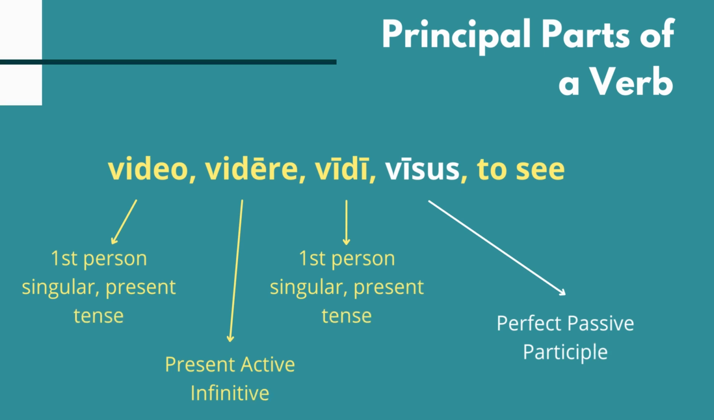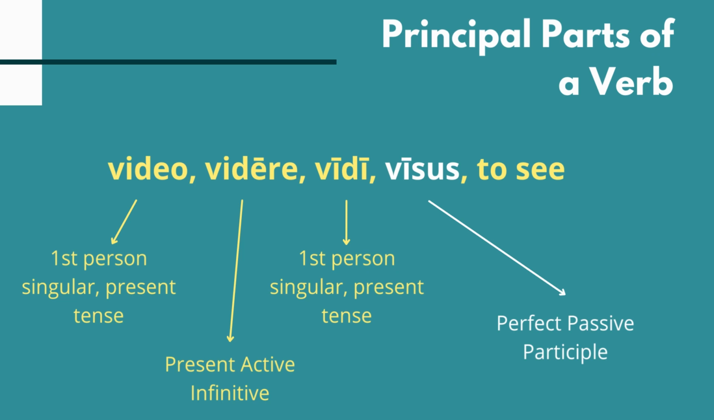The second principal part is the present active infinitive, to see. The third principal part is the first person singular perfect tense, which means I saw, right? That fourth principal part, visus here, is what we call a perfect passive participle, right? That's what we're going for in this chapter.